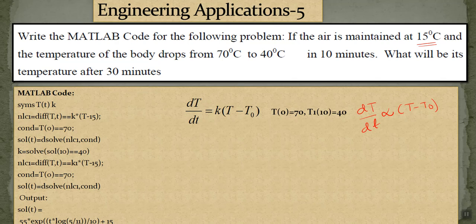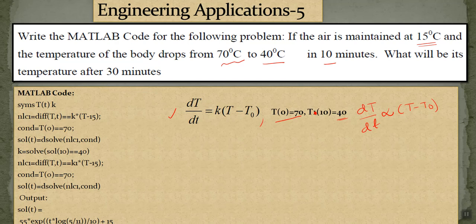If we remove the proportionality sign, I will write it with a constant K: dT by dt equals K into T minus T naught. Also, initially the temperature of the body is 70 degrees, so T of 0 equals 70. After 10 minutes, it cools down to 40 degrees. This is T of 10 equals 40. Okay. Now we will solve this differential equation with the help of our MATLAB tool. But here K is an unknown quantity, we don't know it at this moment.